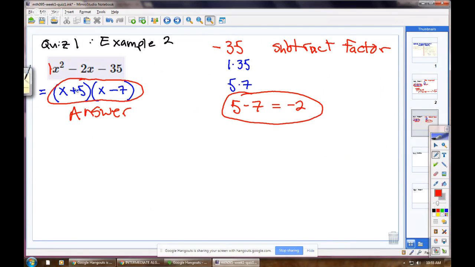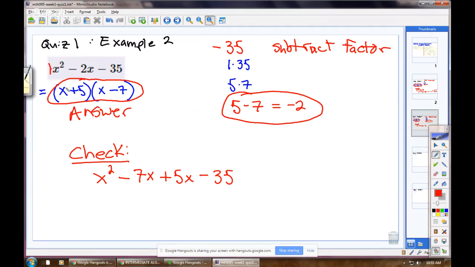Is x plus 5 factored completely? Yeah, x and 5 have nothing in common. X and 7 have nothing in common. So my check is going to be to multiply that out. So let's see. X times x is x squared. X times negative 7 is negative 7x. 5 times x is plus 5x. And 5 times negative 7 is negative 35.